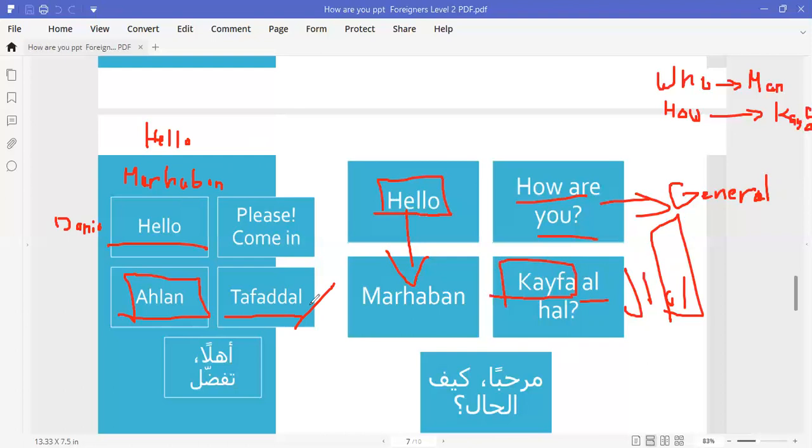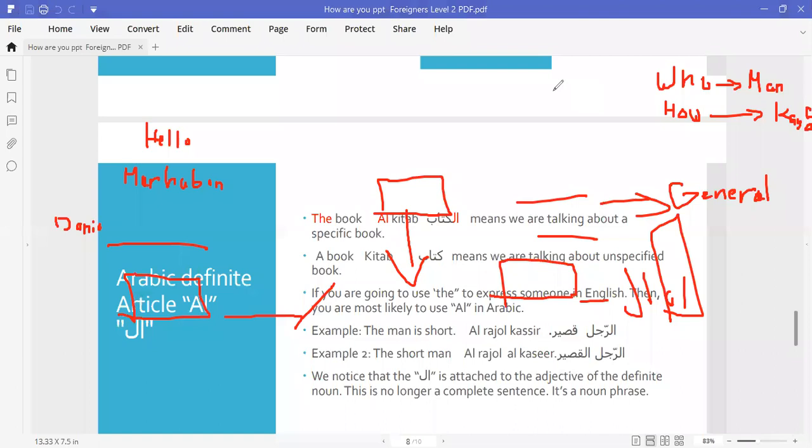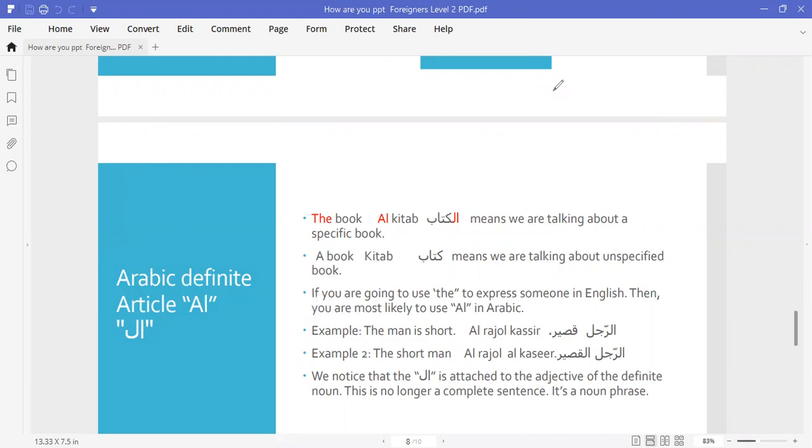Now we are going to move to the grammar part, and we're going to talk about a very important lesson today. As we know from the adjectives, we specified that one of the adjectives' functions is to differentiate between masculine and feminine.